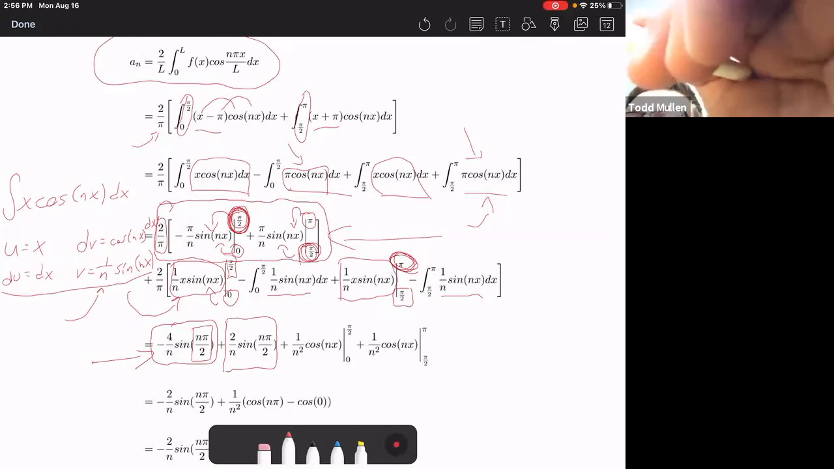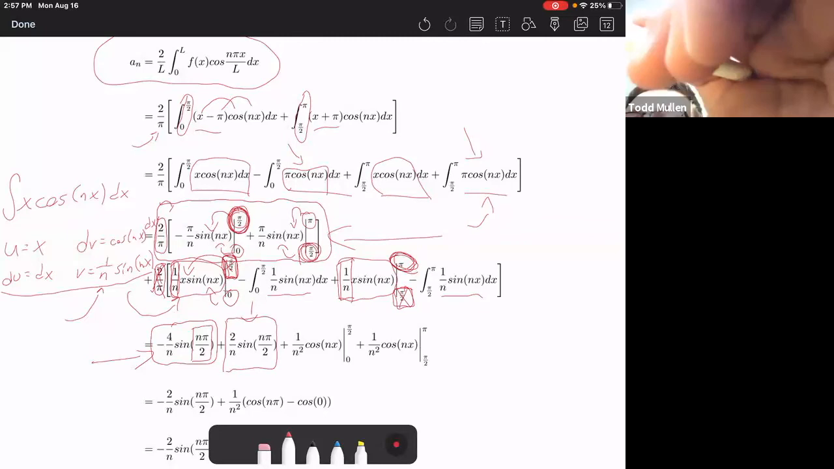Because when I plug in pi over 2 for these x values, look at how that pi over 2 cancels perfectly with that 2 over pi. And the same thing will happen here. So they disappear, and all that remains is this 1 over n. And when you combine that with the fact that we have 2 of these, it's going to become 2 over n, sine n pi over 2.